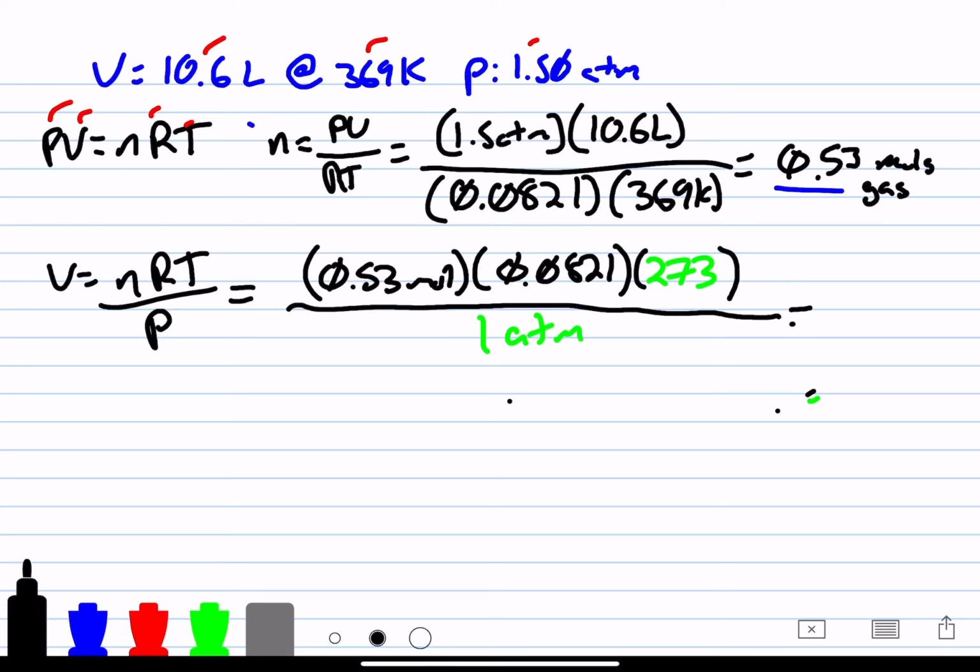Now, when we multiply that through, we're going to end up with 11.63 liters. And that is our answer for number 6.